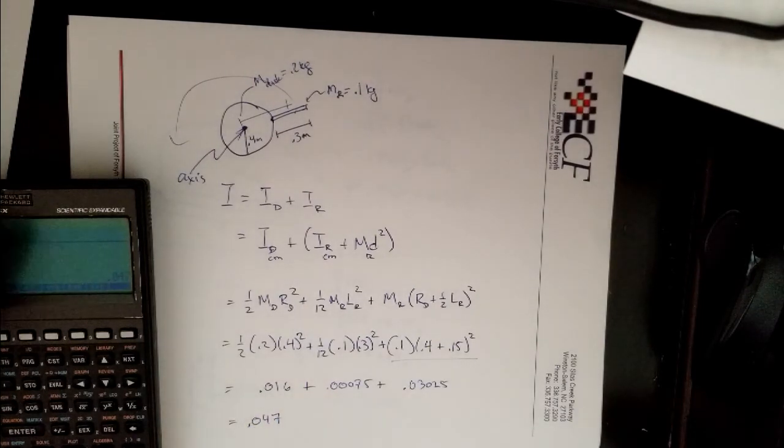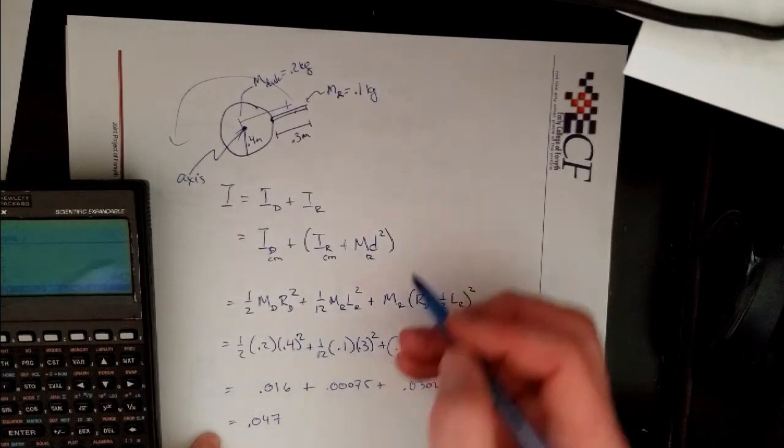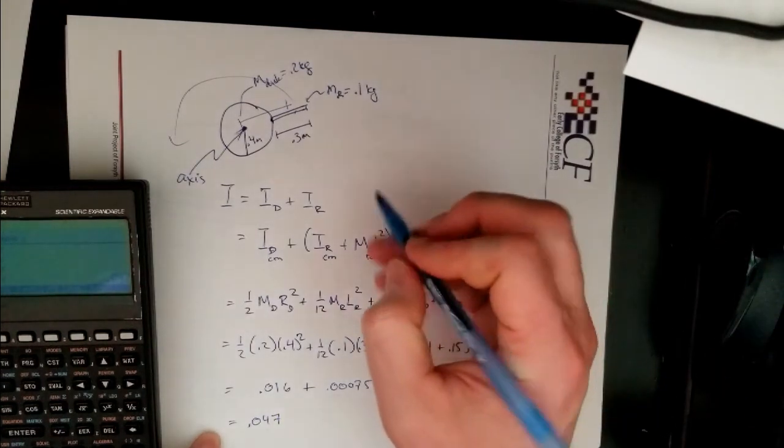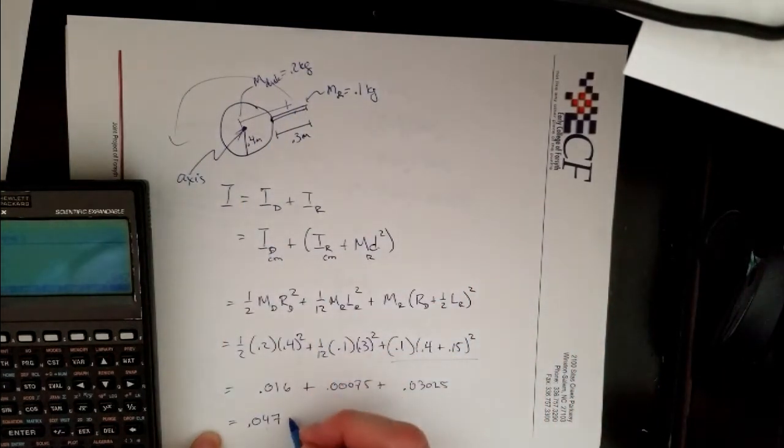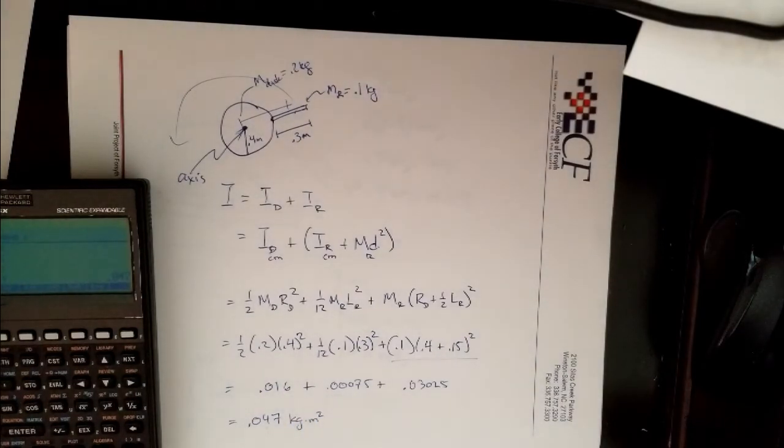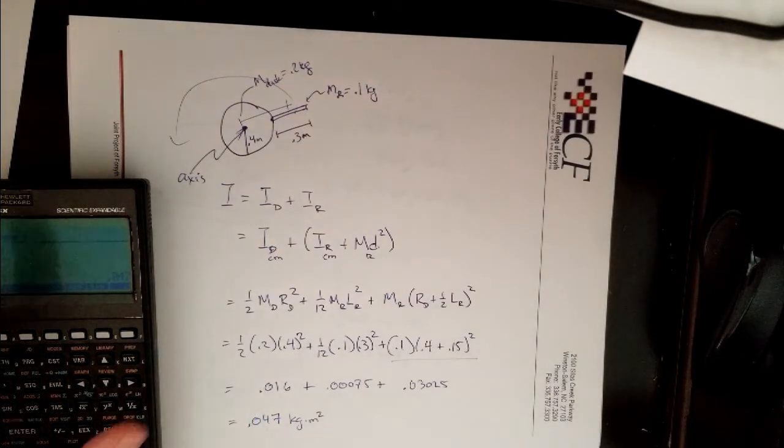Now we haven't talked about units yet, so this is just as good a time as any. The units of this would be, well, it's a mass times a distance squared, and it's kilograms times meters squared, so this is a kilogram meter squared. There is no single unit for it, so you just deal with it as is. So that is the moment of inertia of this.